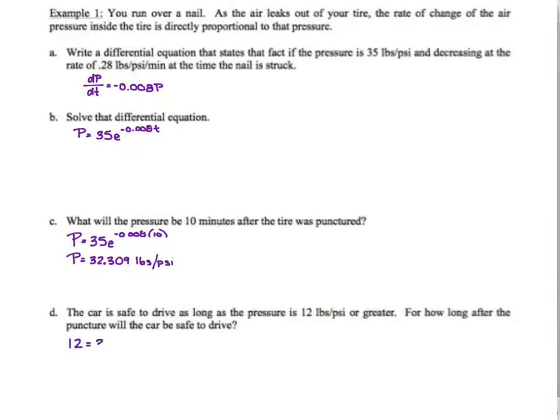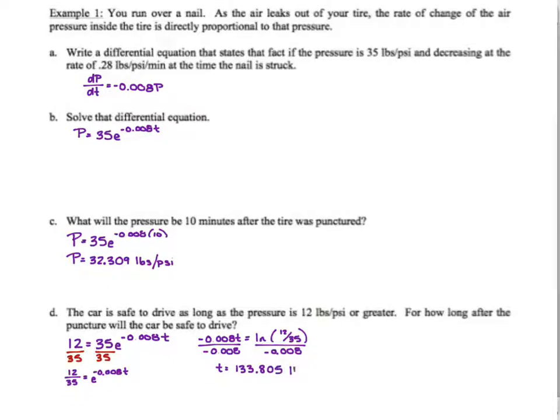Okay, and then the car is safe to drive as long as the pressure is 12 pounds per PSI or greater. For how long after the puncture will the car be safe to drive? So I plugged in 12 for the ending pressure amount. 35 is still my initial, negative 0.008 is my k, and we're solving for t. So divide by 35, and then we're going to ln both sides to get rid of the e, and divide by negative 0.008, and so t equals 133.805 pounds per PSI per minute. So that is example 1.